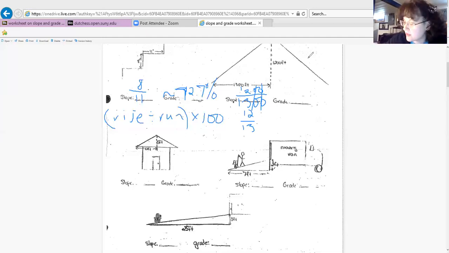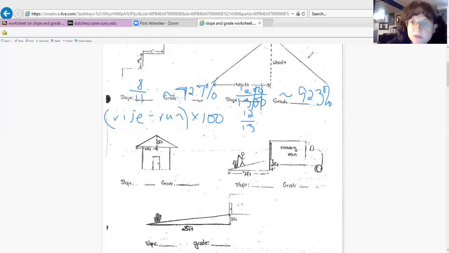But if I convert that to a grade, 12 divided by 13 is 0.923 and change. I'm going to multiply that by 100, or move the decimal over 2 places, and I get approximately 92.3%.